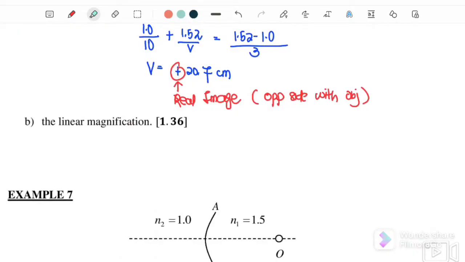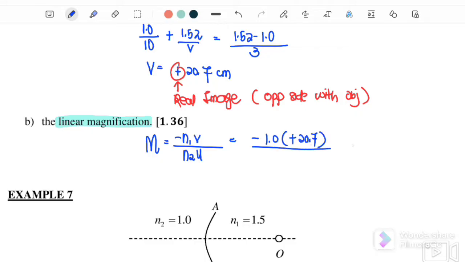Determine the linear magnification. We will use the second equation, where magnification is equal to negative n1 times v over n2 times the object distance. So negative n1, v is positive 20.7, n2 is 1.52, and the object distance is 10 cm. Therefore the magnification is equal to negative 1.36.